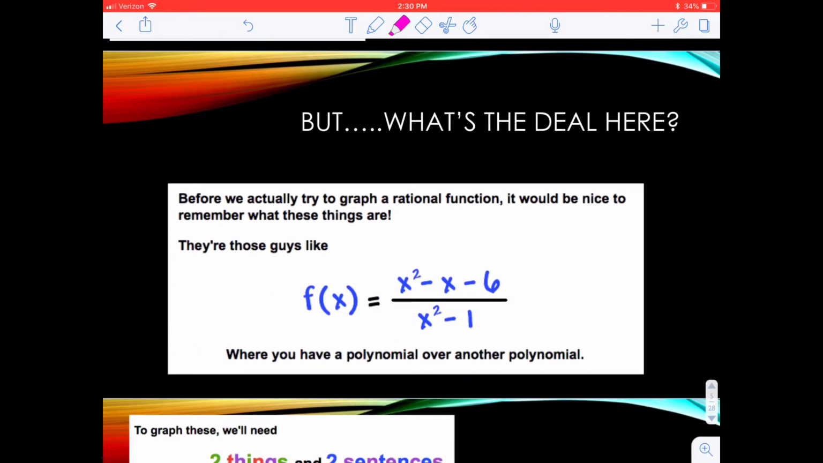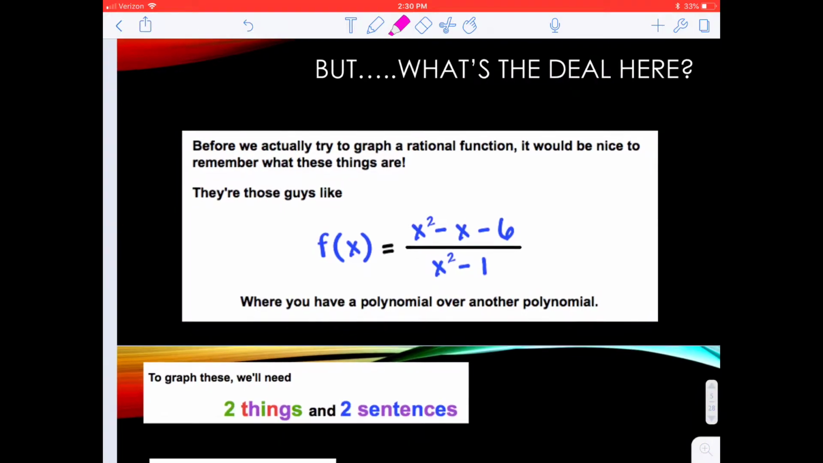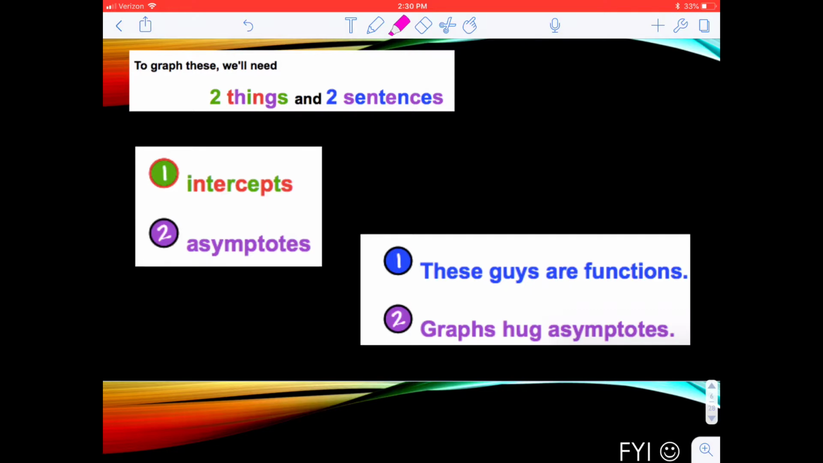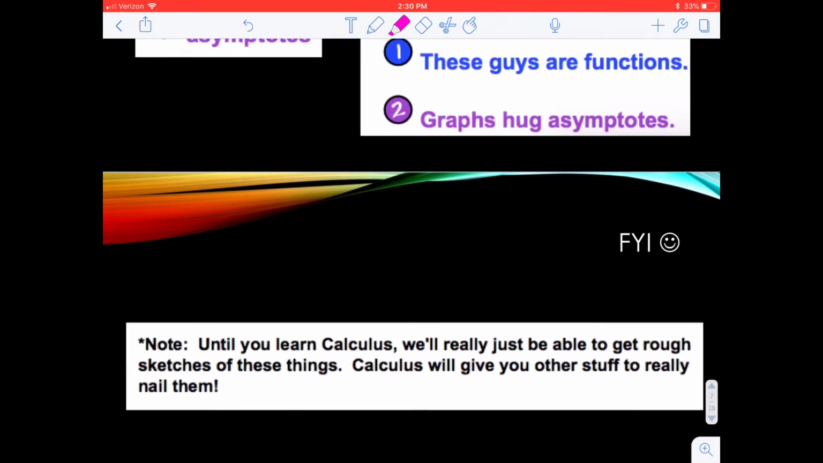So what's the deal here? We're going to want to get to a point where we can graph a rational function, but we need to think about what things we need. There are 2 things that we need and 2 sentences we're going to want to remember. I'm going to break this video up into parts. This is part 1, where I talk about the first thing you need, which is intercepts. In our next video, we'll talk about the other thing you need, which is asymptotes, remembering that these things are functions and that graphs hug asymptotes.